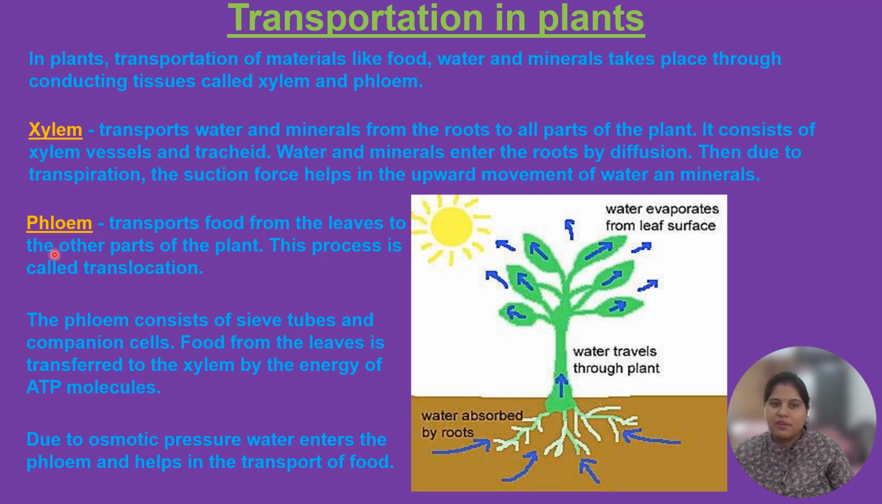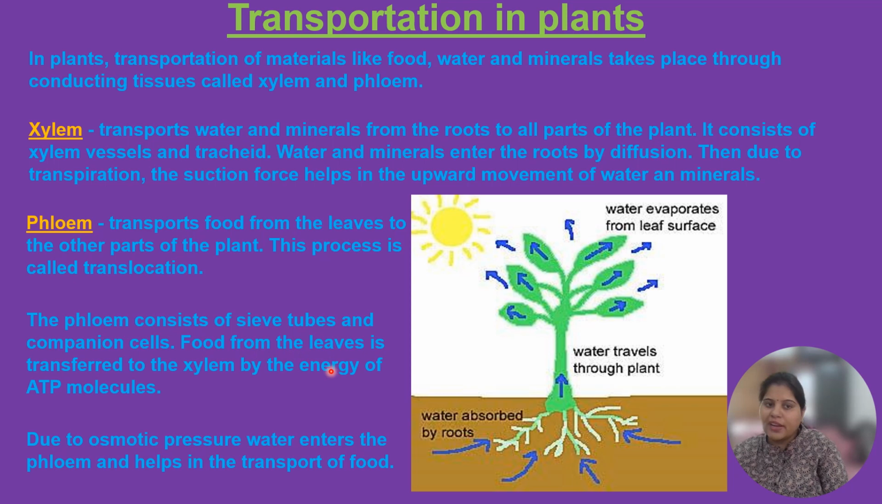Now phloem. What is the function of the phloem? Phloem is responsible for the transportation of food from the leaves to the other parts of the plant, because you know photosynthesis takes place inside the leaf. So food transfer takes place from leaves to the other parts of the plants. This process is known as translocation. Transfer of food from leaf to other parts of the plant is known as translocation. The phloem consists of sieve tubes and companion cells. With the help of these cells, transportation of food takes place.